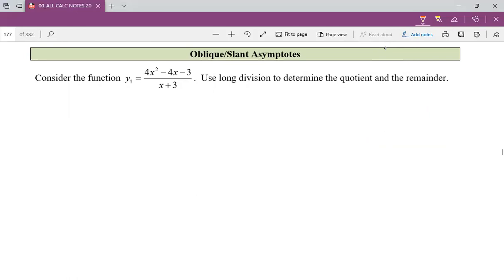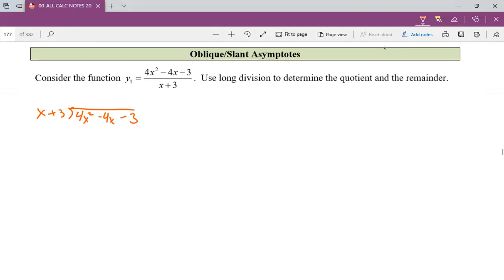It says, consider this function, 4x squared minus 4x minus 3 over x plus 3. If this is y1, let's use long division to determine the quotient and the remainder. We've seen this before. If we do this by long division, 4x squared minus 4x minus 3. Remember that every term, every degree has to be present, and if it's not, then you would call it 0.